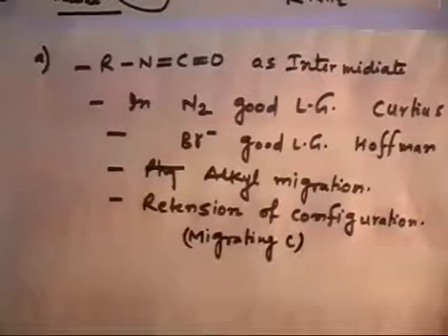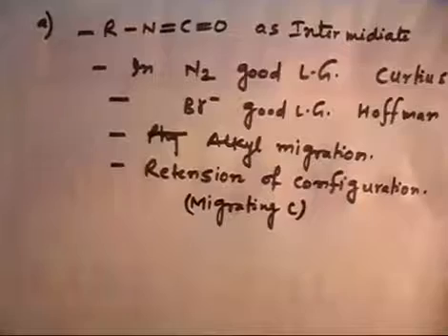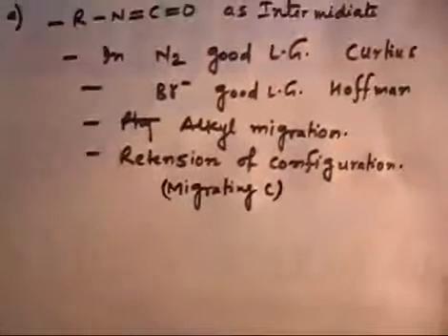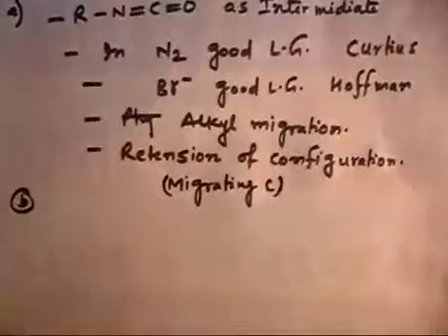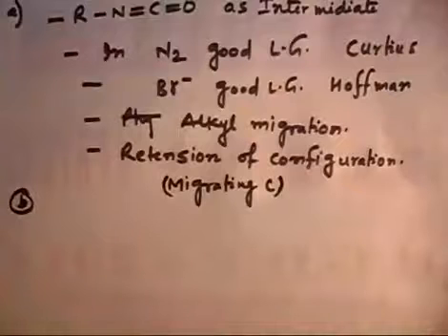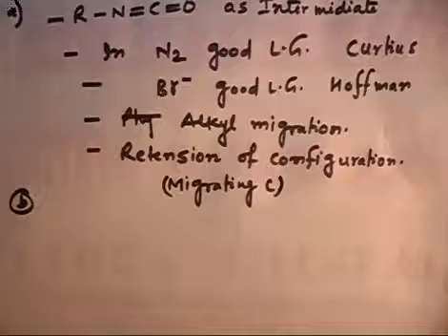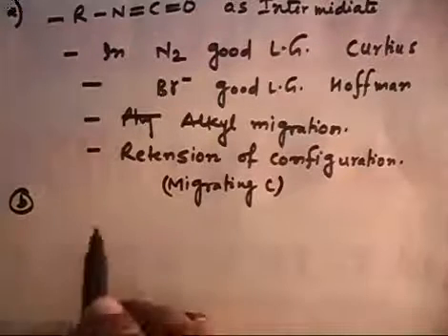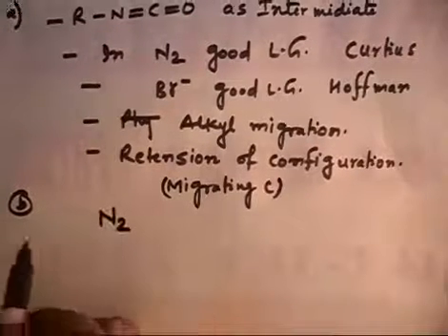So the migrating carbon basically retains its configuration. Are you getting it or not? So these are the two similarities. Now part B says, does bromide serve as a good leaving group in Hofmann rearrangement? What is the leaving group in Curtius rearrangement? So now we know the answer. In Curtius rearrangement, N2 is the good leaving group.